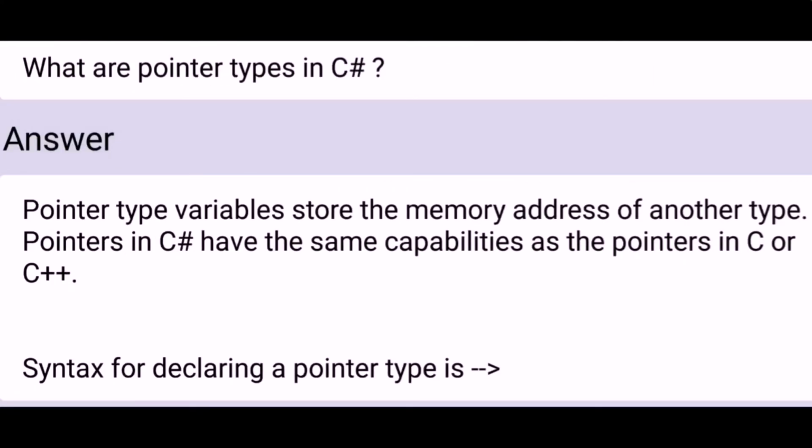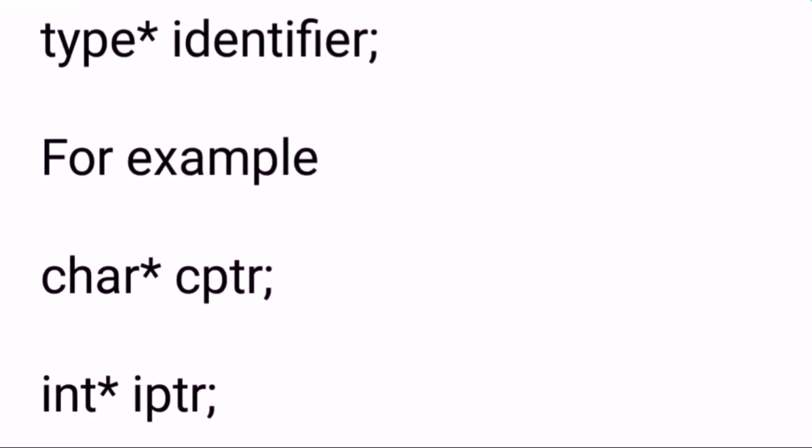What are pointer types in C#? Pointer type variables store the memory address of another type. Pointers in C# have the same capabilities as the pointers in C or C++. Syntax for declaring a pointer type is type asterisk identifier semicolon. For example, char asterisk cptr semicolon, int asterisk iptr semicolon.